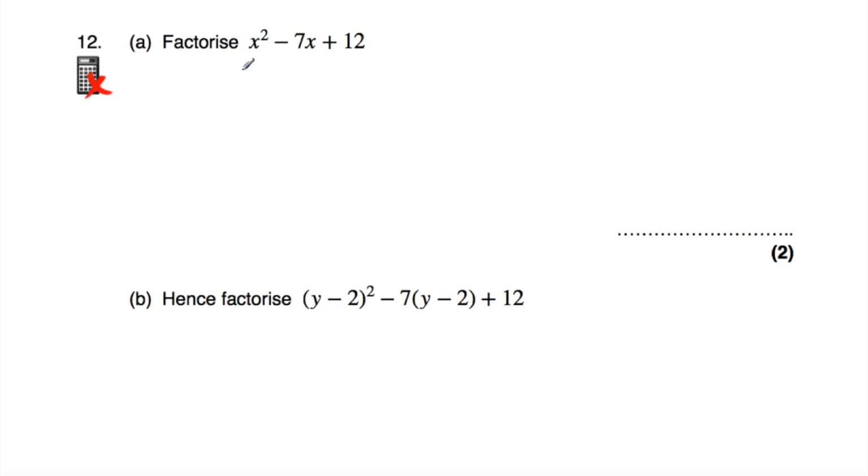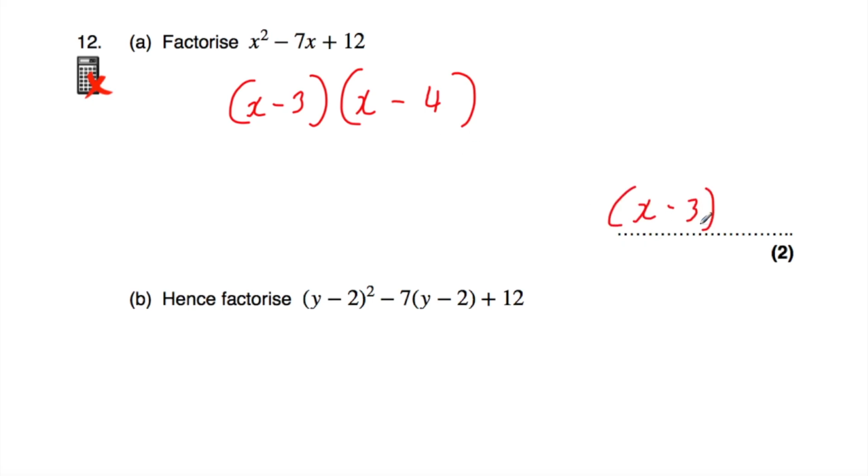Question number 12a says factorise x squared minus 7x plus 12. So let's put our brackets down. It's just x squared, so we'll put an x in the front of both brackets. We want two numbers that multiply together to be 12 and add together to be negative 7. Because they add together to be a negative, they're both going to have to be negative. I'm thinking minus 3 and minus 4, because minus 3 times minus 4 is 12, and minus 3 plus minus 4 is minus 7. So part A is (x minus 3)(x minus 4).